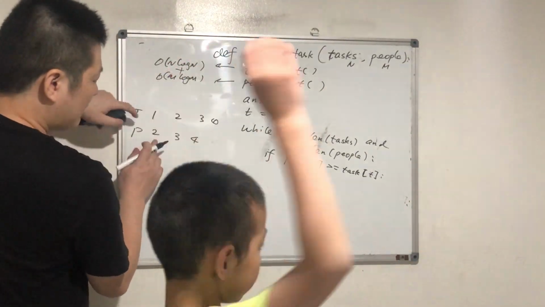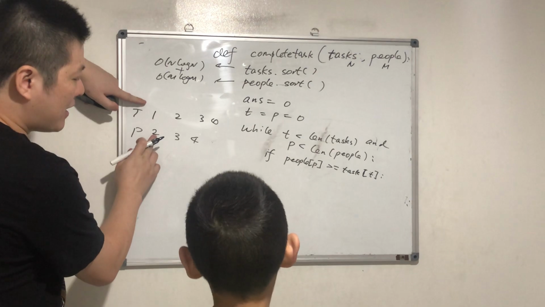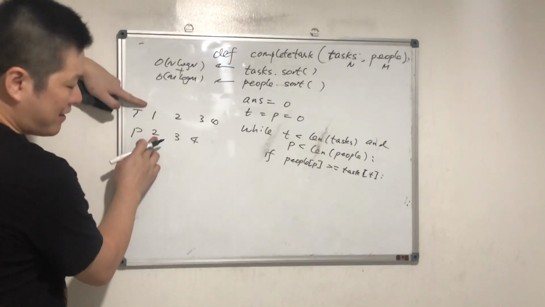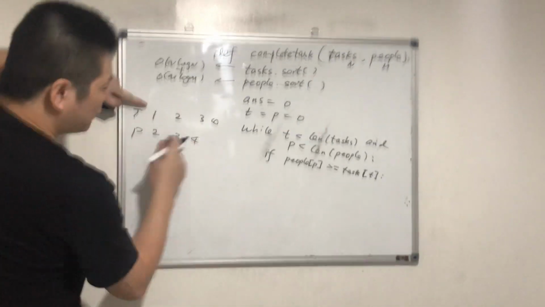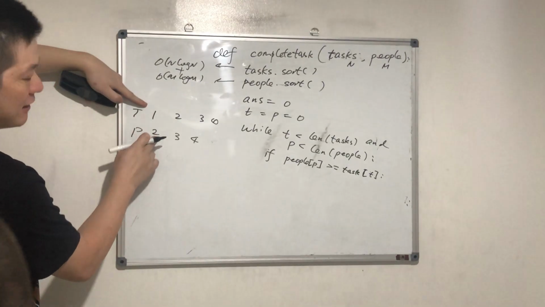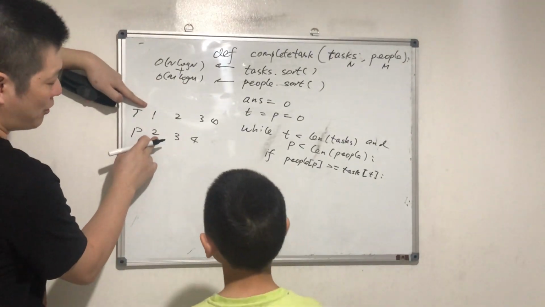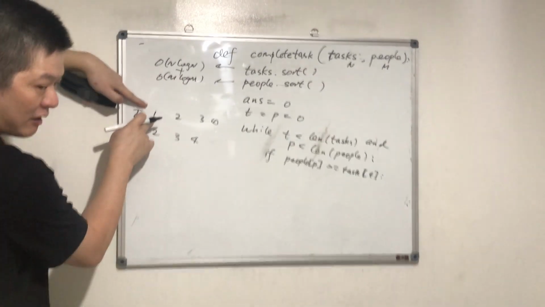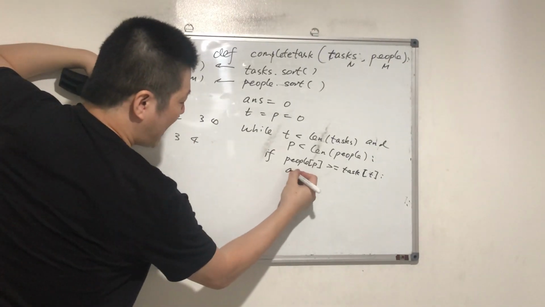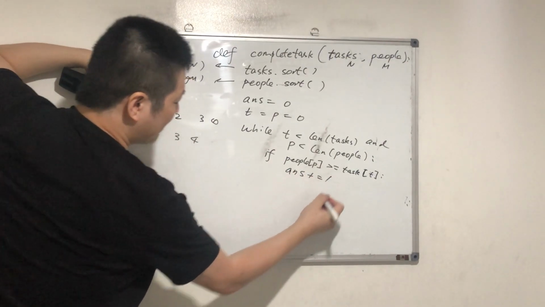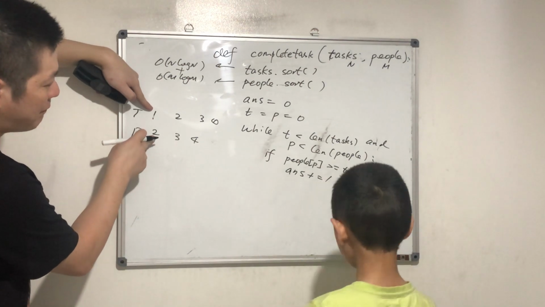Now, look, person 2 is bigger than 1, right? So we can let the 2 handle the 1, because 2 is the smallest number bigger than or equal to T. So let's say answer plus equals 1, right? And what happened to T and P?